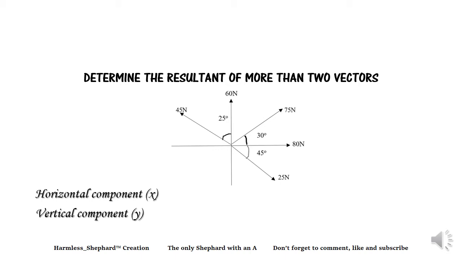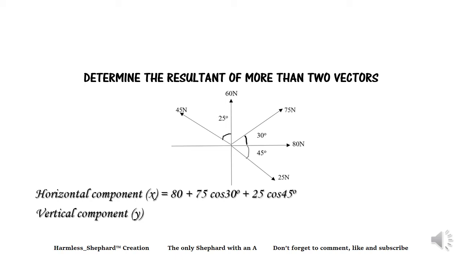We have 80. Then the supporting forces, when you are solving for the horizontal, we use cosine. When you are solving for the vertical, we use sine. So we have 80, then we have 75 and 25. We start with 75 cos 30. Then we'll go to the next one, which is 25 cos 45.